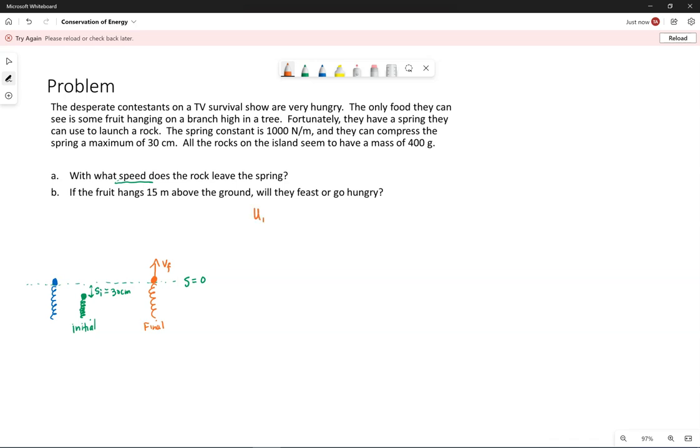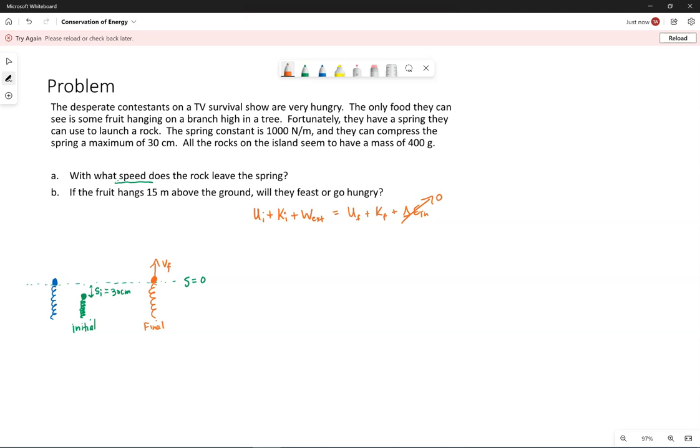So our potential energy plus kinetic plus work external is equal to potential plus kinetic plus thermal energy. We do not have thermal energy generated, at least not in the form of kinetic friction. Technically, there's going to be some thermal energy generated within the spring, but we're not going to worry about that. We're just going to assume that doesn't occur.